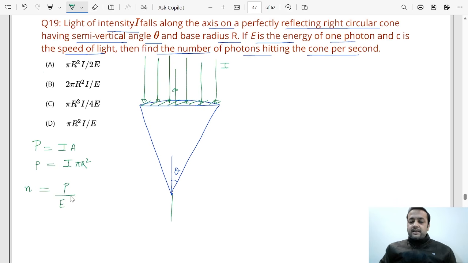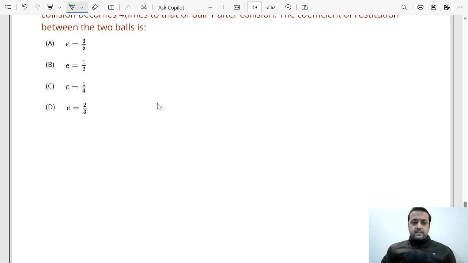So n can be written as P by E. That means I into pi r square upon E. This will be the answer. So option D will be the answer. This is the number of photons falling per second. All right, I hope you would have understood this.